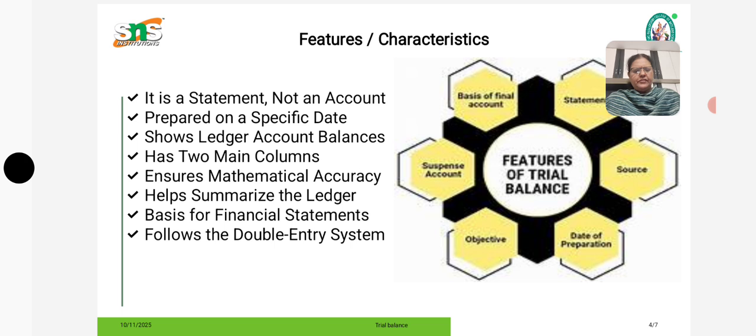So now, features or characteristics of trial balance. It is a statement, not an account. Prepared on a specified date. It shows all the ledger balances in one place. It has two main columns, the debit and credit. Ensures mathematical accuracy of posting. Summarizes the ledger in compact form. Forms the basis of financial statements. It follows the double entry system where every debit has a corresponding credit.